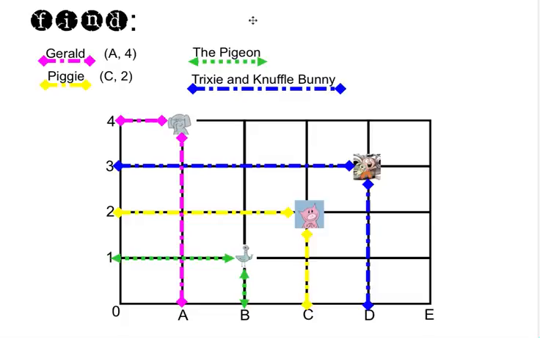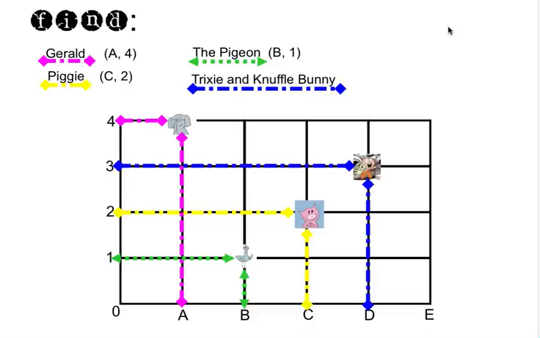How about the pigeon? He's the green line. So start at the pigeon. If you follow your finger down, you see that he's on B, and you follow your finger over, he's on number 1. So his ordered pair is B1.